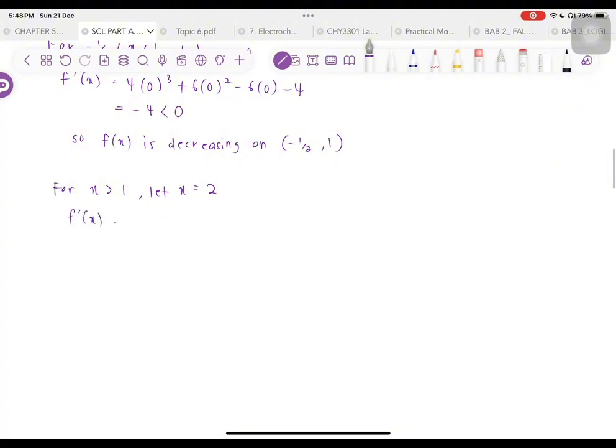So we need to substitute 2 in the equation. So we will get 40 as the answer, which is more than 0. So the function f(x) is increasing on (1, ∞).